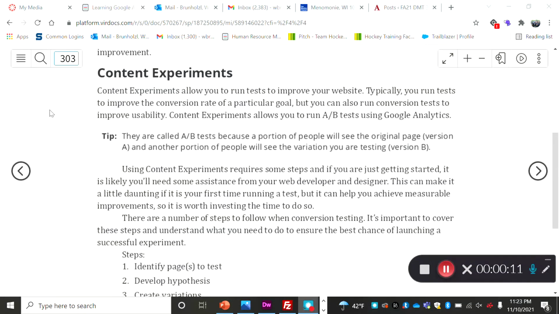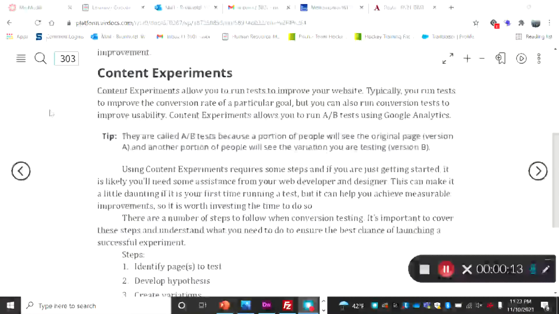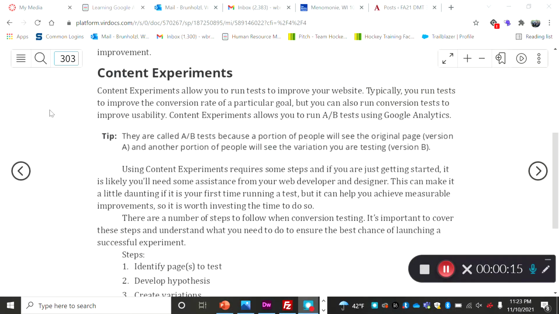Going to be talking in chapter 19 this week, talking about behavior, and more specifically, I'll be talking about content experiments. This is a pretty important topic for most websites when it comes to improving conversion rates and such. So, content experiments allow you to run tests to improve your website.